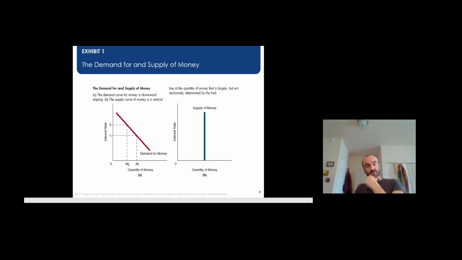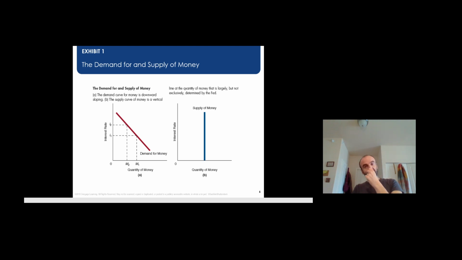So the inverse relationship, just like in any other type of demand function: the quantity of the good that people would want to buy, that people would want to hold, drops as the price of holding that thing increases.